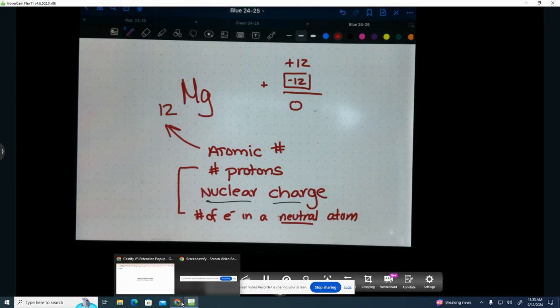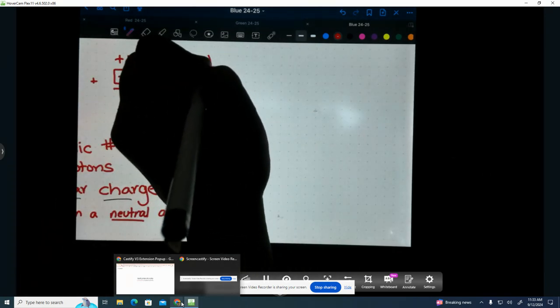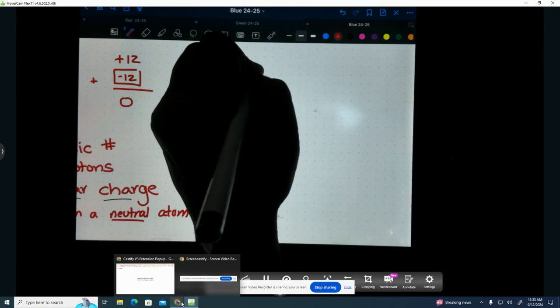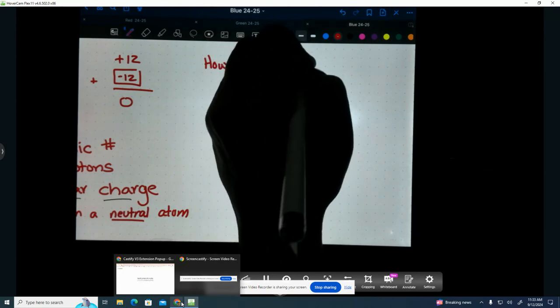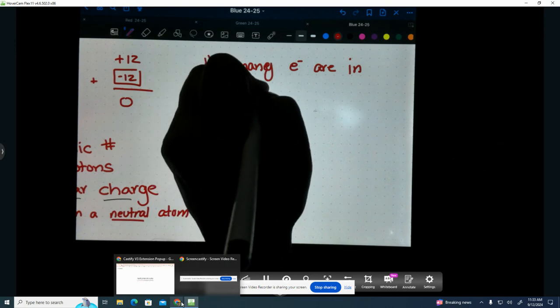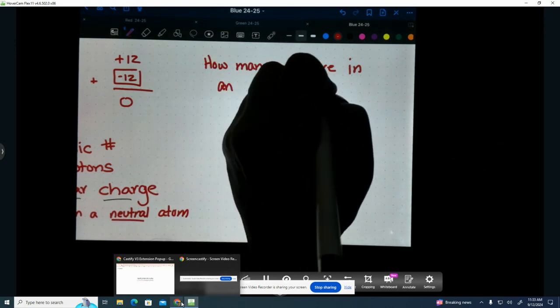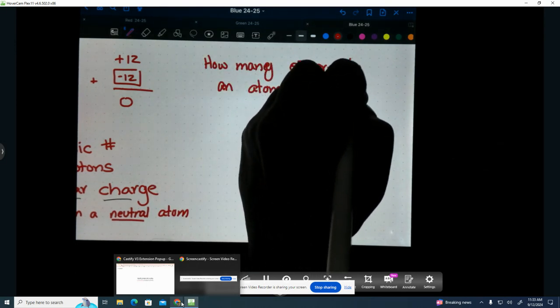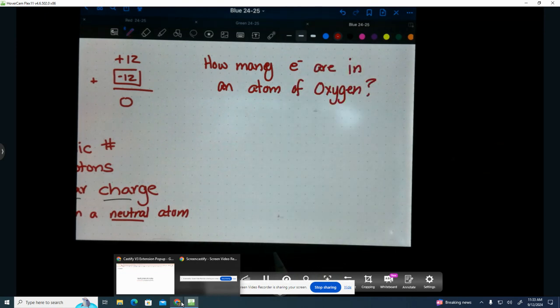Now, they don't always say neutral atom. They might just say atom. How many electrons are in an atom of oxygen? So there's the question, right? So we have to dissect.